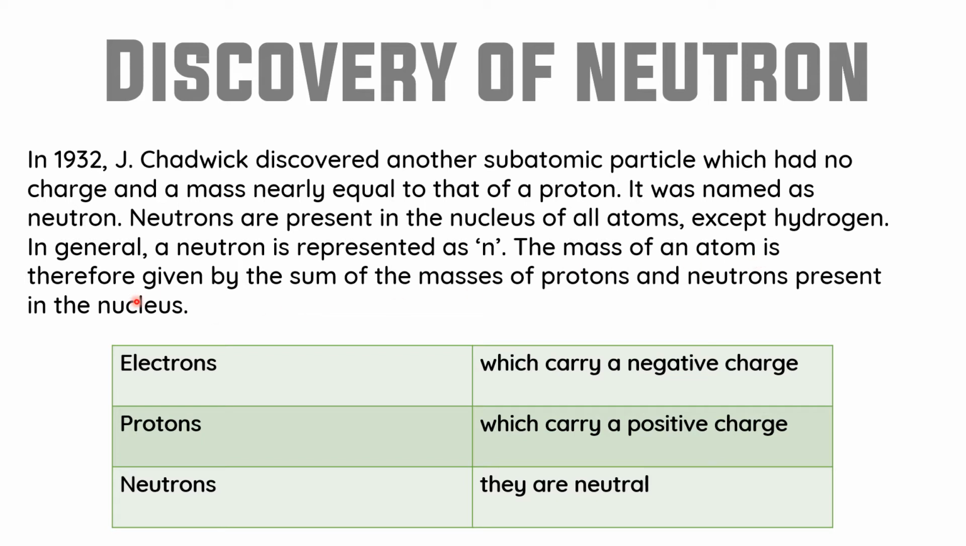So the mass of an atom is given by the sum of the masses. So what is atomic mass? The sum of the mass of protons and neutrons. That is called atomic mass. Atomic mass means mass of an atom. And what is mass of an atom? The sum of mass of protons and neutrons. Electrons carry a negative charge, and they are revolving outside the nucleus. Protons carry a positive charge. Neutrons are neutral, that means they have no charge. And protons and neutrons are inside the nucleus.